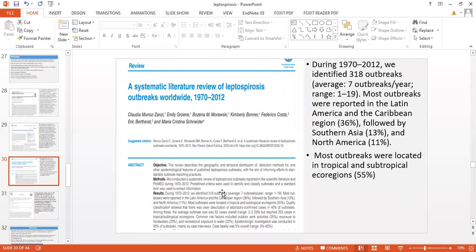Again, a systematic review of leptospirosis worldwide looked at outbreaks between 1970 and 2012, and they identified 318 outbreaks. Most outbreaks were reported in Latin America and the Caribbean region, followed by South Asia and North America. Most outbreaks were located in tropical and subtropical ecoregions.